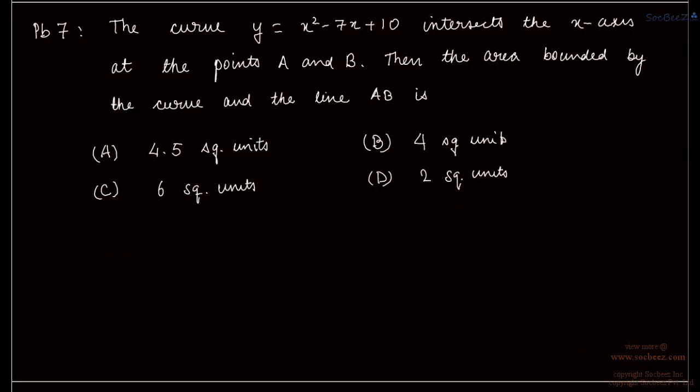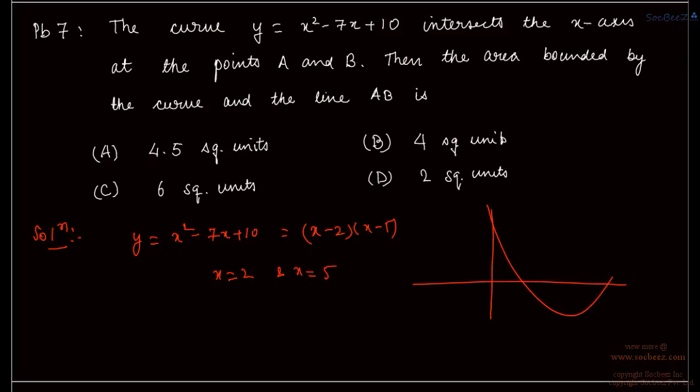The curve y is equal to x square minus 7x plus 10 intersects the x-axis at points A and B. Then the area bounded by the curve and the line AB is. We have the curve y is equal to x square minus 7x plus 10, which can be written as (x minus 2) into (x minus 5). Now the points of intersection on the x-axis are x is equal to 2 and x is equal to 5, right?